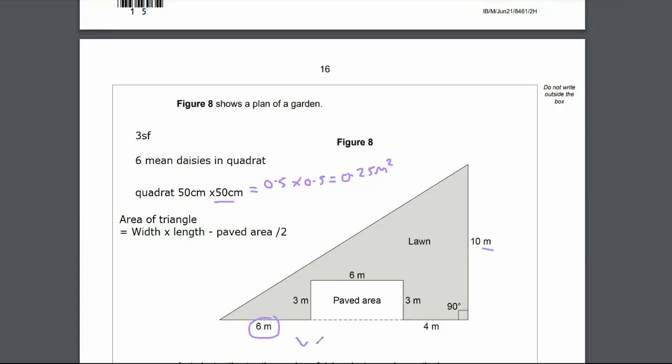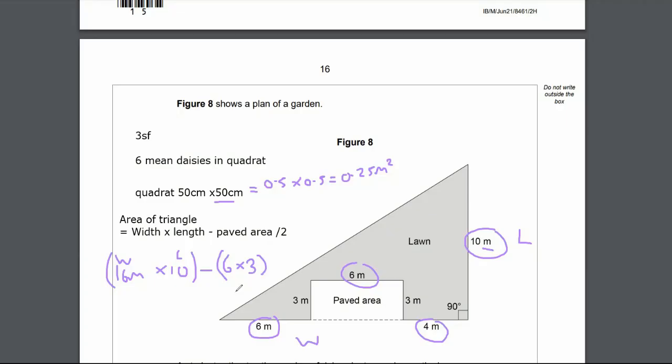So let's do it. We've got 6 plus 6 plus 4. That gives me a total of 16 metres. So we've got 16 metres wide, and then the length is 10 metres. So I'm going to do 16 times 10. That gives me 160. I need to divide that by 2 to get 80. And then I need to subtract the size of the paved area.